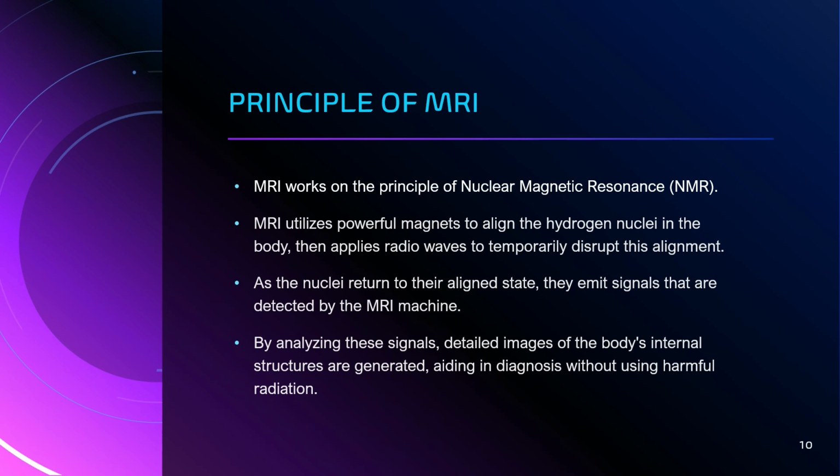Now talking about the principle on which MRI works. MRI works on the principle of nuclear magnetic resonance. MRI utilizes powerful magnets to align the hydrogen nuclei in the body, then applies radio waves to temporarily disrupt this alignment. As the nuclei return to their aligned state, they emit signals that are detected by the MRI machine. By analyzing these signals, detailed images of the body's internal structures are generated, aiding in diagnosis without using harmful radiation.